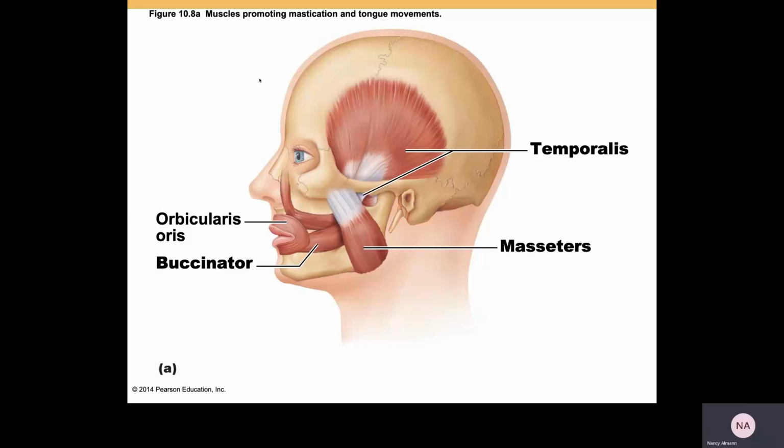Now, buccinator is an interesting muscle because it also helps you blow air out of your mouth. So if you're pursing your lips to whistle with orbicularis oris in play, buccinator will actually help you forcefully expel air out of your mouth. And I like to call it the Dizzy Gillespie muscle because if you know anything about jazz, you know about Dizzy Gillespie, who was this fantastic trumpet player. And he had massively developed buccinator muscles.